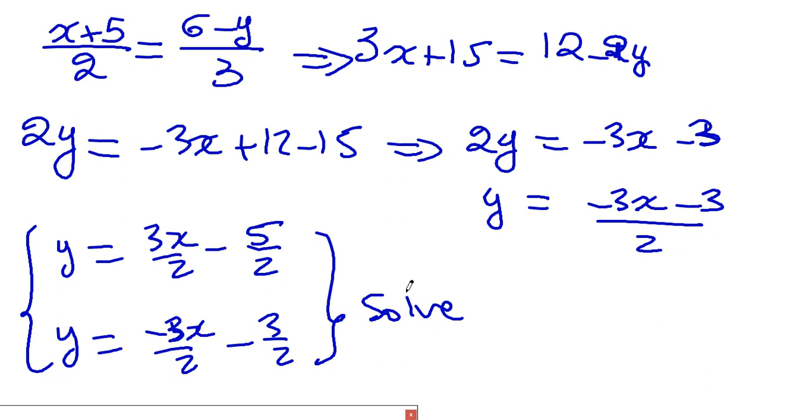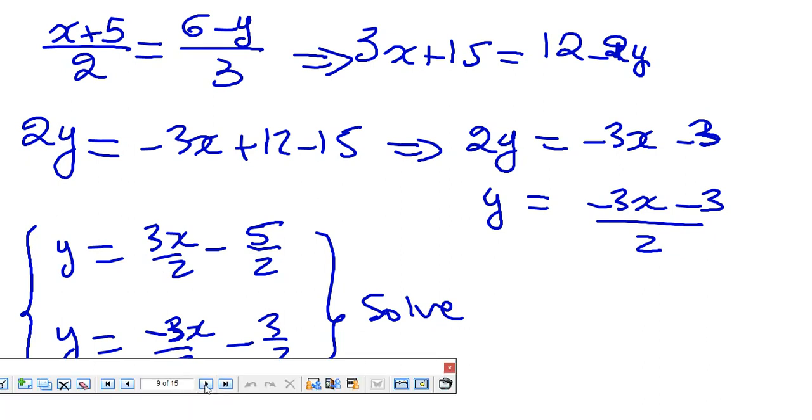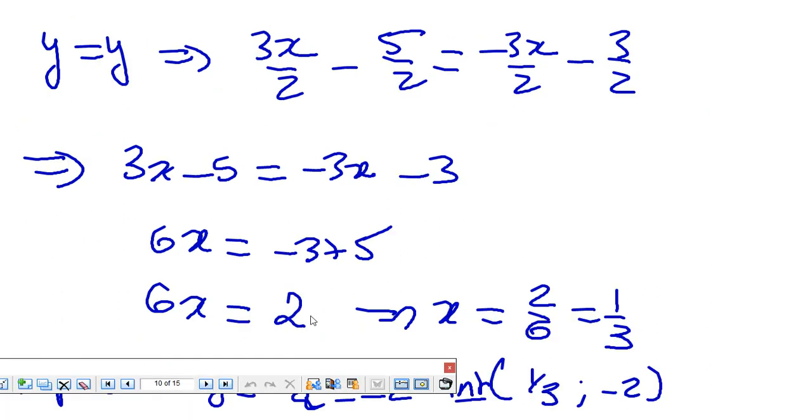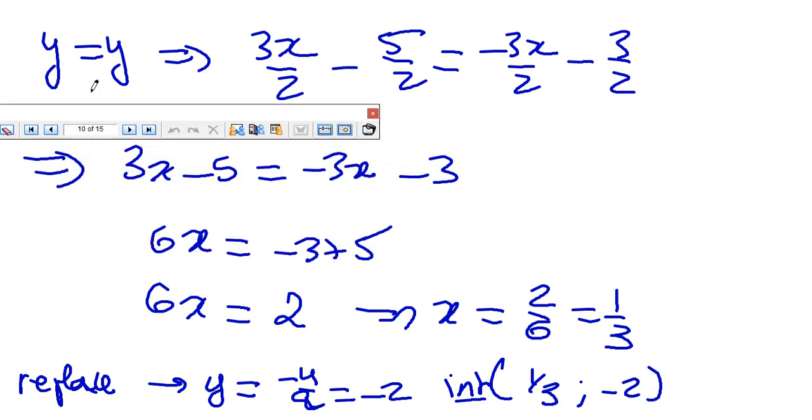But also you can solve it. When you solve the system, I can solve it by comparison, by substitution, by elimination, as you like. So when I solve it, I will have exactly one solution. So when I solve this equation, y equal to y, I can multiply it all by 2. I will have 3x minus 5 equal to minus 3x minus 3. Then I will solve for x. I got x equal to 1 over 3. And then I replace in either of the equations to find y. And I got an intersection point. So it means that those two lines intersect. They are not parallel and they are not coinciding.